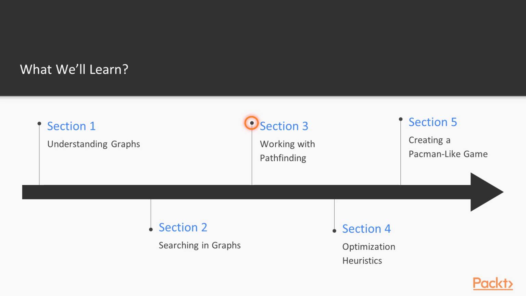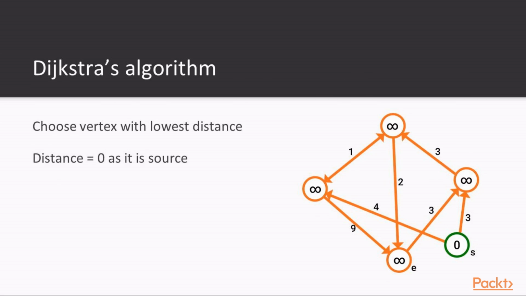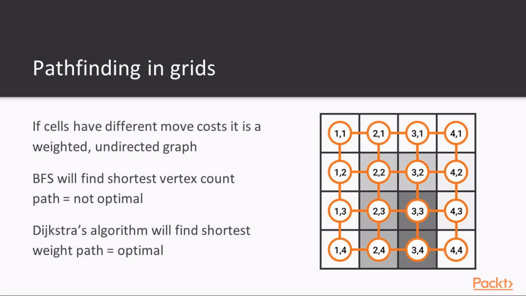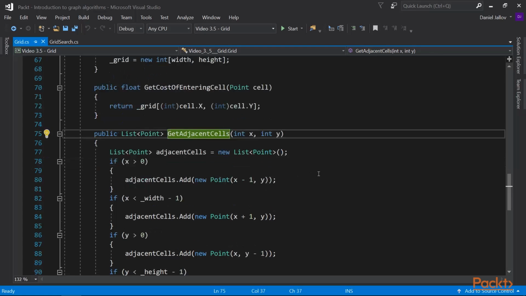In the third section, we will use searching for pathfinding. We will see an algorithm that always finds the shortest path, called Dijkstra's algorithm, and we will see how we can implement our algorithms in grids as well as graphs.